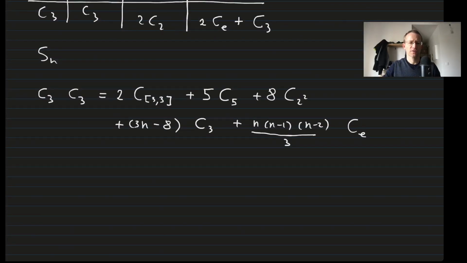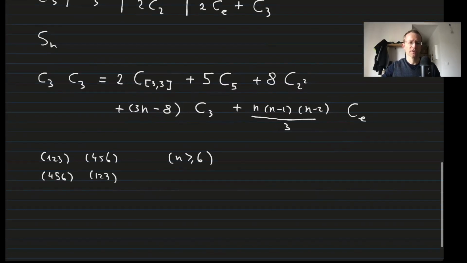So for instance, the first coefficient 2 one gets by realizing that, for instance, (1 2 3)(4 5 6), for n bigger or equal than 6, is duplicated by taking (4 5 6) in the first sum over 3 cycles and (1 2 3) in the second sum over 3 cycles. So we get each double 3 cycle twice.